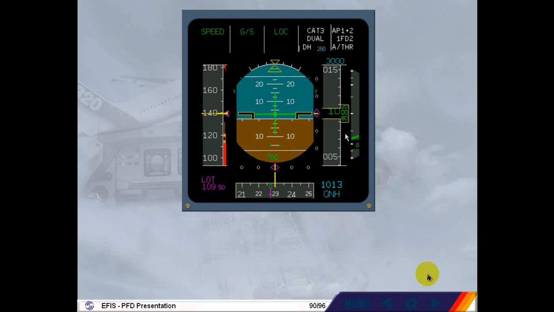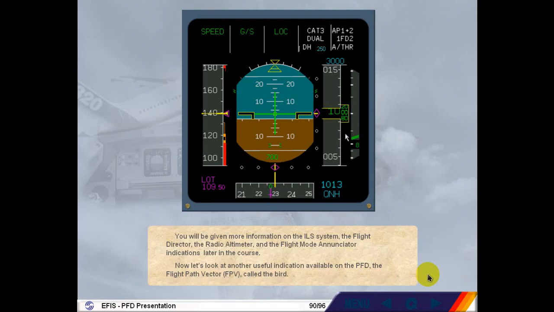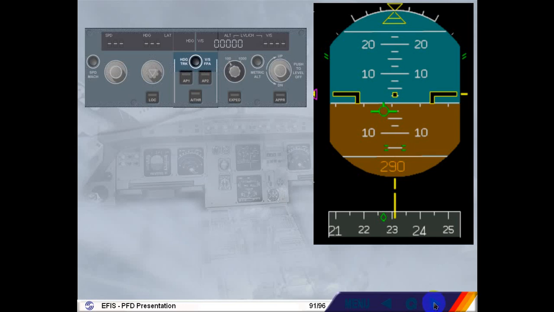Now, let's look at another useful indication available on the PFD. The flight path vector, FPV, called the bird. The flight path vector can be displayed on the PFD by pushing the Track Flight Path Angle button on the FCU. It shows you what the aircraft is doing in relation to the world. It is an indication of the aircraft flight path. It is not a director. The green symbol, sometimes called the bird, represents the aircraft. The attitude indicator represents the world.